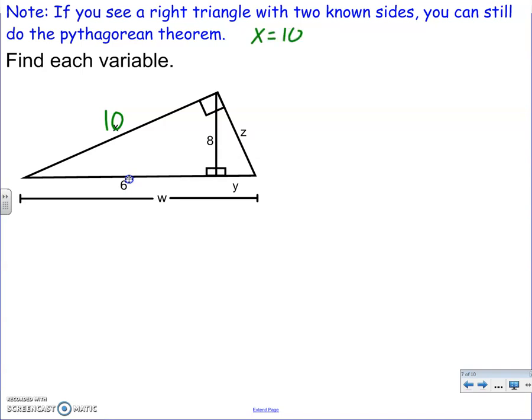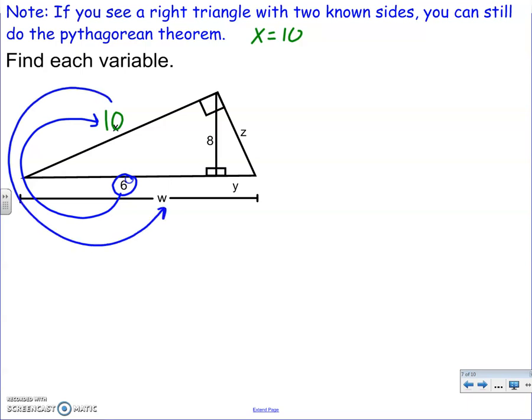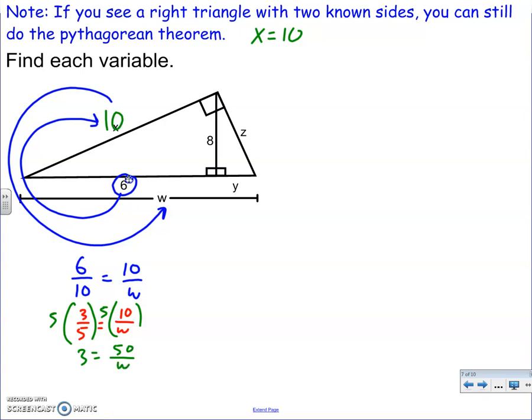Knowing that, I can then do the left mustache. So 6 to 10, 10 to w. 6 over 10 equals 10 over w. Remember, you're supposed to reduce if you can. Make sure it makes life easier. This is going to be 3 over 5 equals 10 over w. Get rid of the fractions. Multiply both sides by 5. You get 3 equals 50 over w. Times both sides by w. 3w equals 50. Divide by 3. You get w equals 50 over 3. So this is 50 over 3.